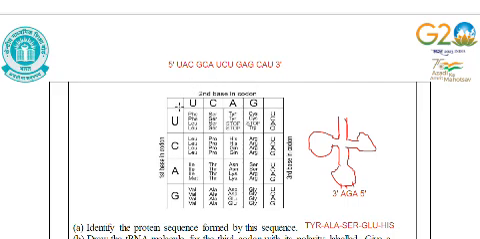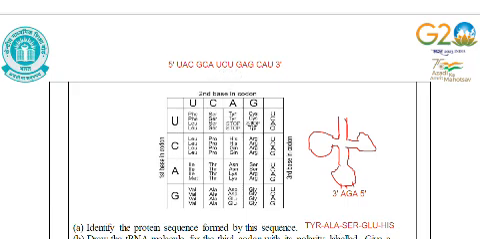Let's see. The first code is UAC. U is here, A is here, and C is here, so it will be tyrosine. The first amino acid is tyrosine. Next one is GCA. G is here, C is here, A is here. Which is it? Alanine. So the next one is alanine. Next is UCU.